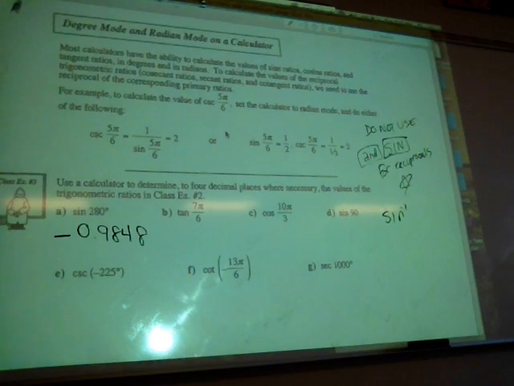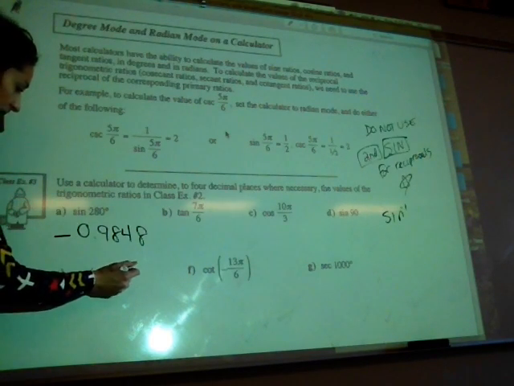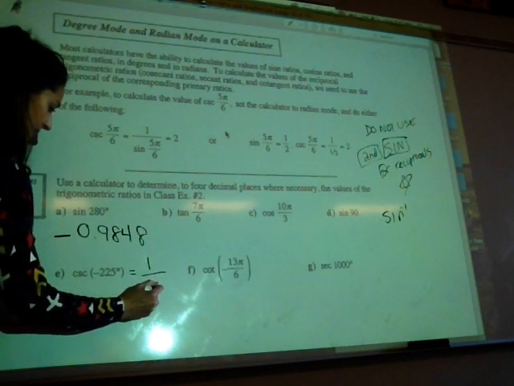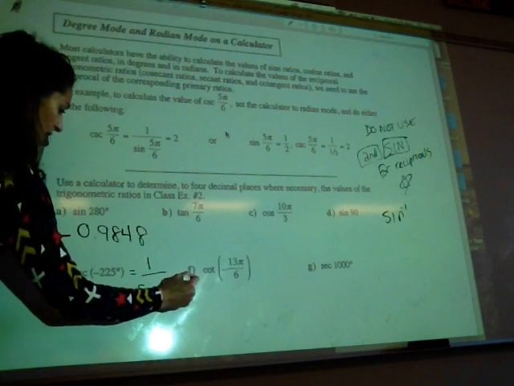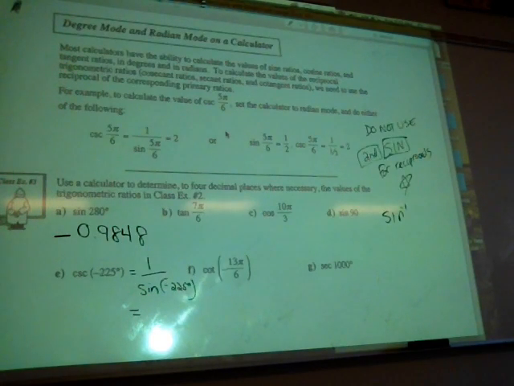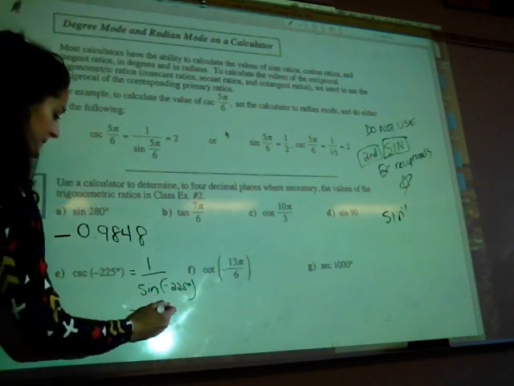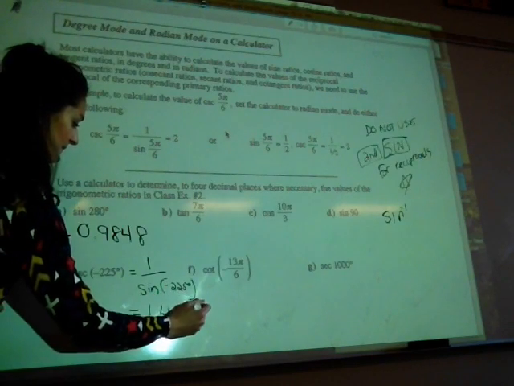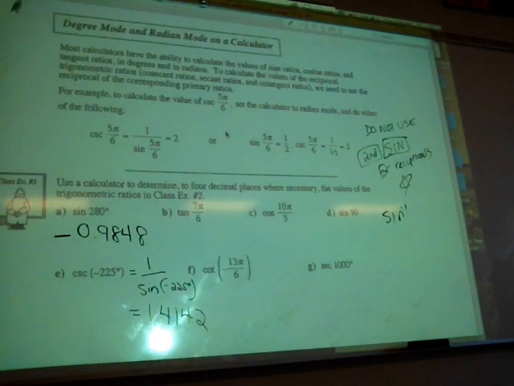Okay, cosecant is the reciprocal of sine, so we would calculate 1 over sine negative 225 degrees. And to 4 decimal places, what do we get there? Negative 1.4142. Okay, 1.4142. Josie, do you have a question? Wait, are you doing degrees or radians? Degrees.